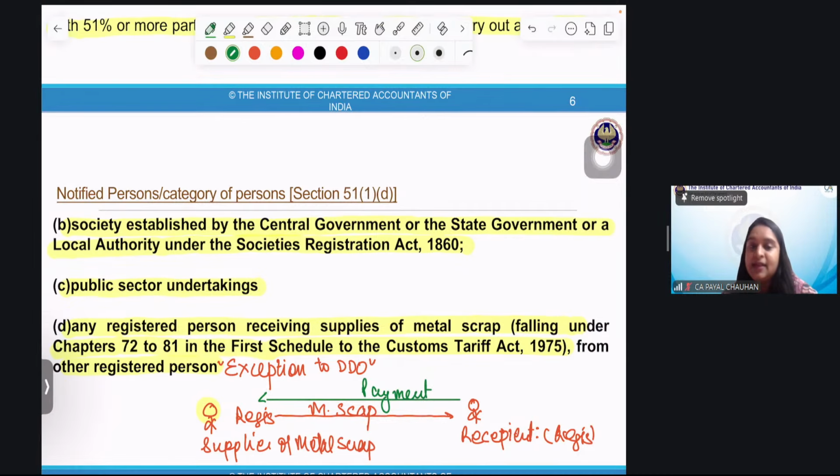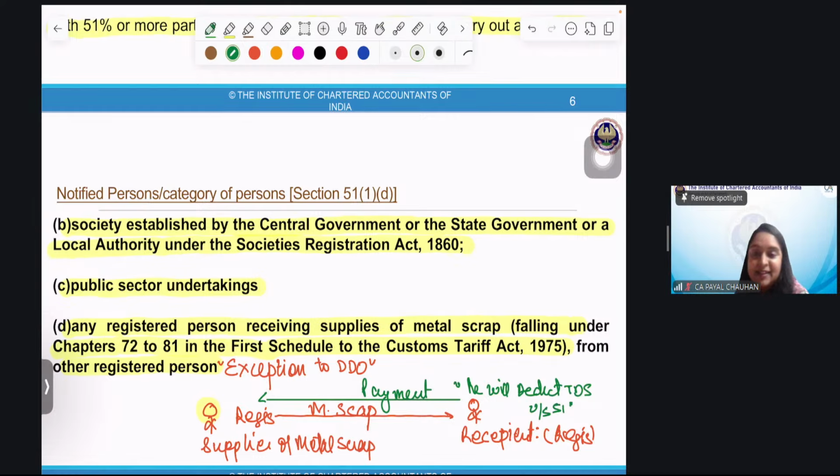No. Still, okay. No, Adil, not a DDO. See, he's not a DDO. He's just a registered person. Now the point is, while making the payment, he will deduct TDS under section 51. Did you people understand?